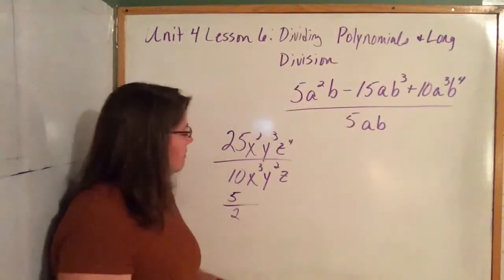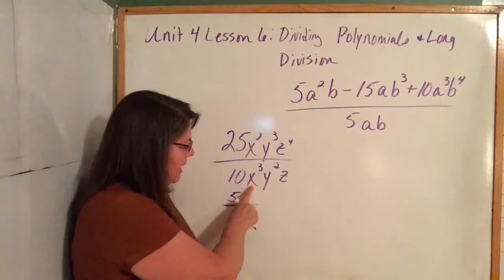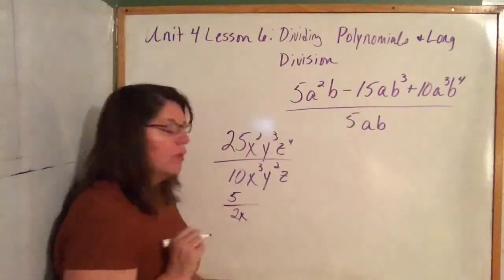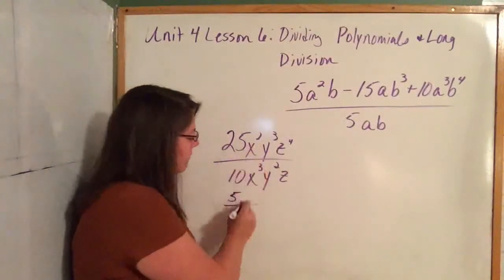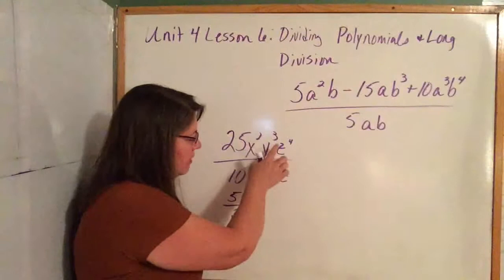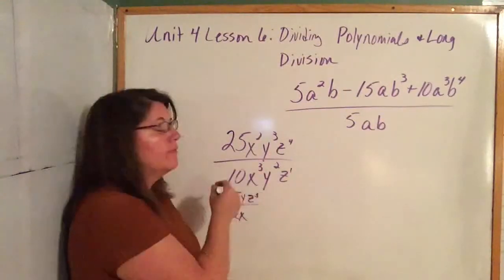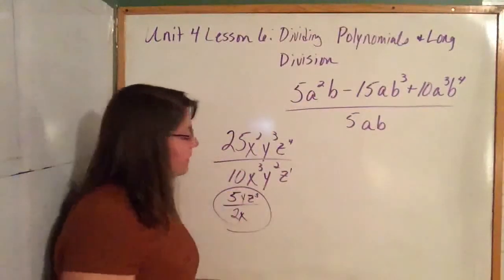And then you're going to simplify the variables. Here we've got 2 x's and 3 x's. The 3 is bigger, so 3 minus 2 is 1, and the leftovers go on the bottom. For y cubed and y squared, we've got 1y left over on top. And for z to the fourth and z to the first, we've got 3 z's left over on top. So for this monomial, the answer would be this.